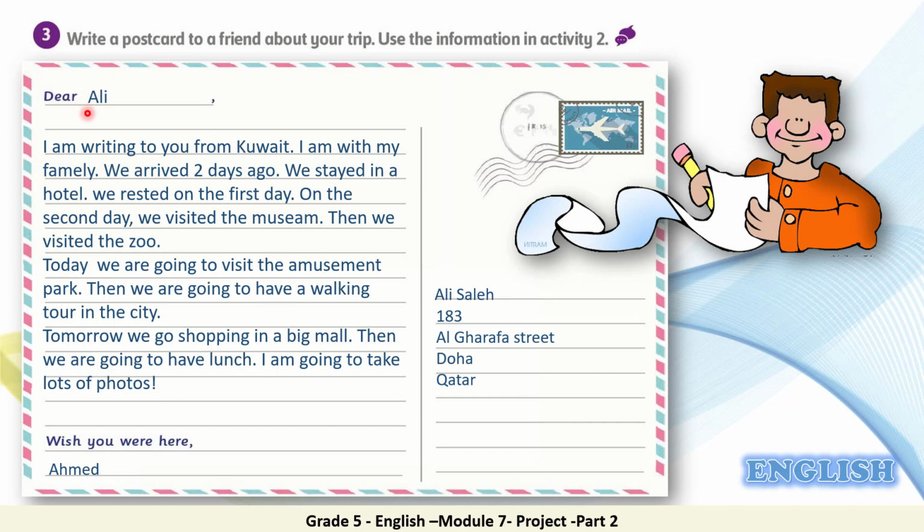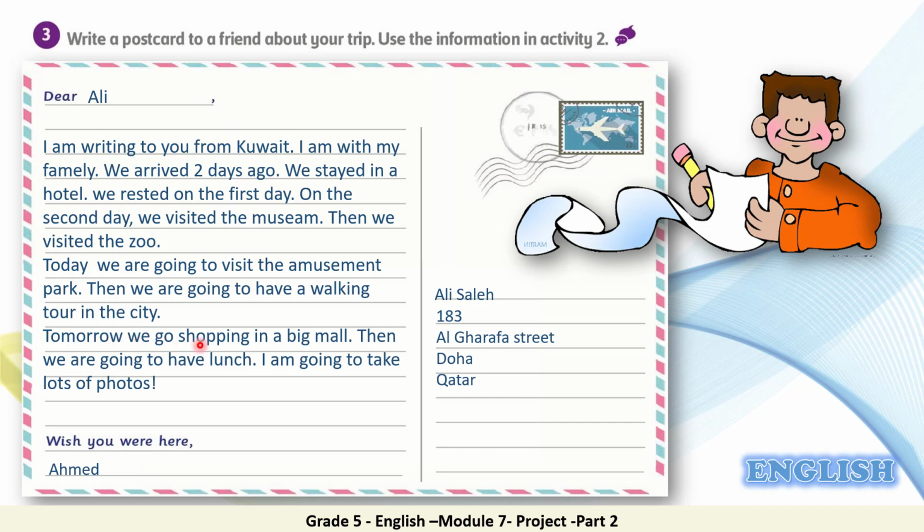Dear Ali, I am writing to you from Kuwait. I am with my family. We arrived 2 days ago. We stayed in a hotel. We rested on the first day. On the second day, we visited the museum. Then we visited the zoo. Today, we are going to visit the amusement park. Then we are going to have a walking tour in the city.